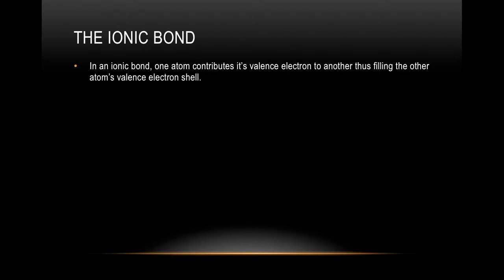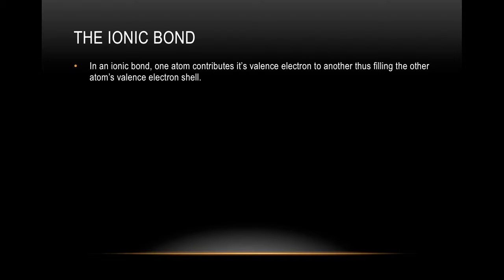Okay, protons are basically positively charged particles, if you haven't watched the first video, which I highly suggest you watch. So now one atom is positively charged and the other atom is negatively charged. As you already probably know, opposite charges attract, right? So the positively charged atom bonds with the negatively charged atom. So in an ionic bond, one atom contributes its valence electrons to another, thus filling the other atom's valence electron shell. In most cases, the valence electron shell can hold 8 electrons.